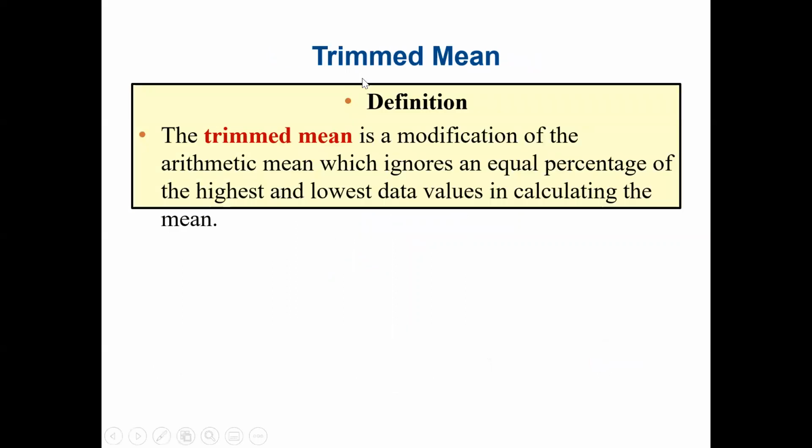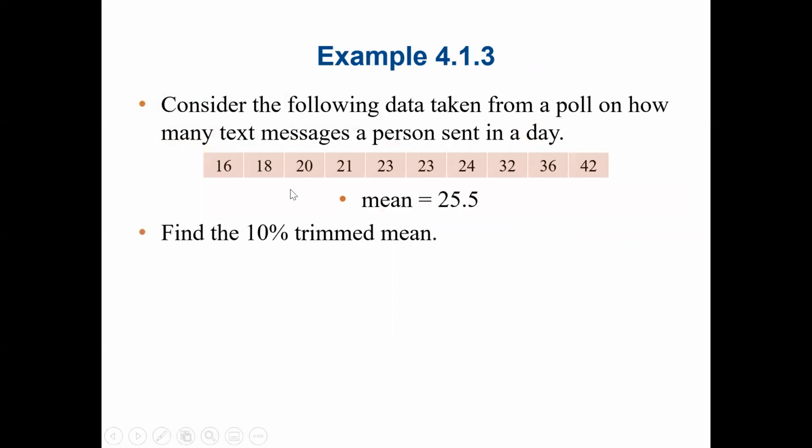Now let's move to another concept of mean called the trim mean. A trim mean is a modification of the arithmetic mean, which ignores an equal percentage of highest and lowest data values in calculating the mean. And we shall see an example here.